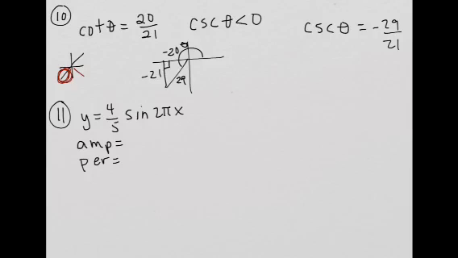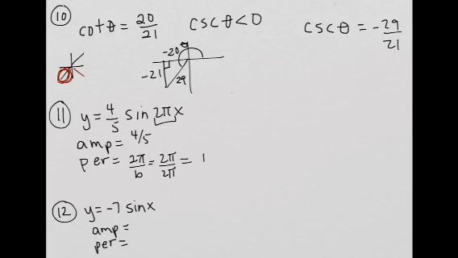Alright, so the amplitude for this one is the A value, 4/5. The period is 2 pi over B. In this case, B is 2 pi. So both of those make up B right there. So it's 1. The period is 1.